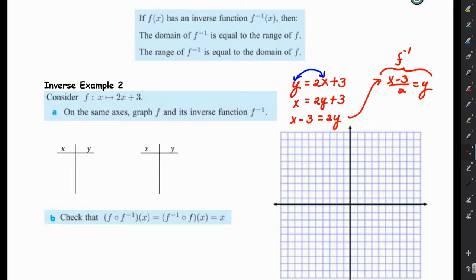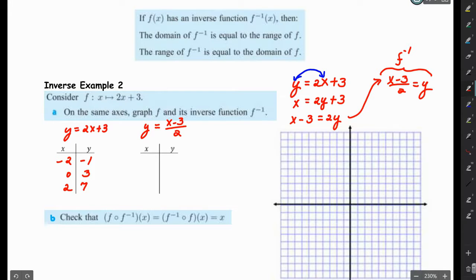So first of all, let's put some values into our original function. I'm just going to pick some random numbers here for x. I'm going to pick -2, 0, and 2. If I put -2 into my original function, I'm going to get -1. If I put 0 into my original function, I'm going to get 3. And if I put 2 into my original function, I'm going to get 7. So this is y equals 2x plus 3. And my inverse function is going to be y equals (x minus 3) over 2.